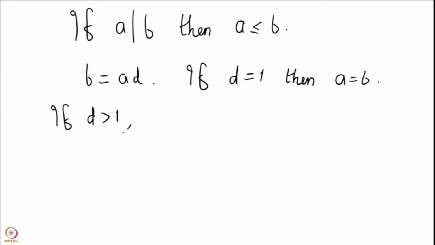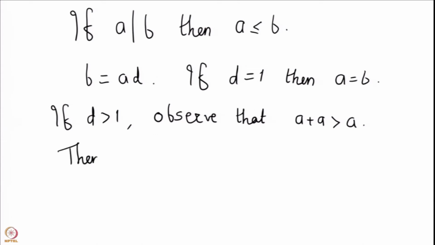If D is bigger than 1, observe that first of all A plus A is bigger than A. If I have a natural number A and I add the natural number to itself, I get something which is bigger than that, and then inductively I get A. I am adding A to both these sides, and we know that the addition respects the bigger than sign or the less than sign.